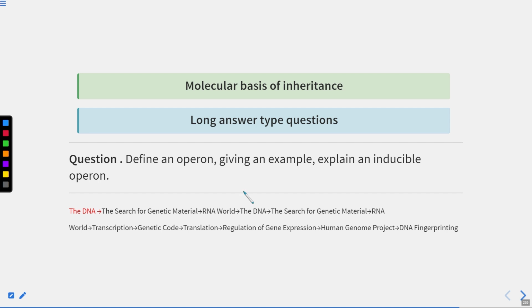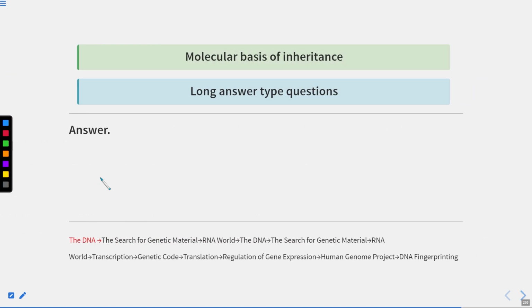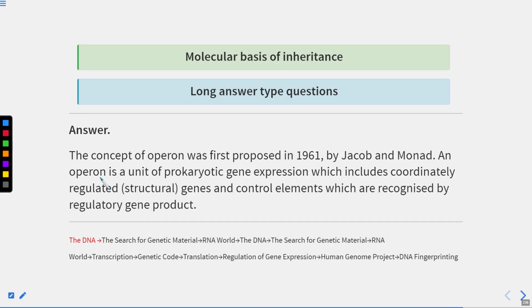Now, next question. Here we have to define an operon giving an example. Okay, and then you have to explain an inducible operon. So let's talk about this. The concept of operon was first proposed in 1961 by Jacob and Monod. Okay, now what is an operon? An operon is a unit of prokaryotic gene expression which includes coordinately regulated structural genes, and it also consists of the control elements which are recognized by a regulatory gene product.